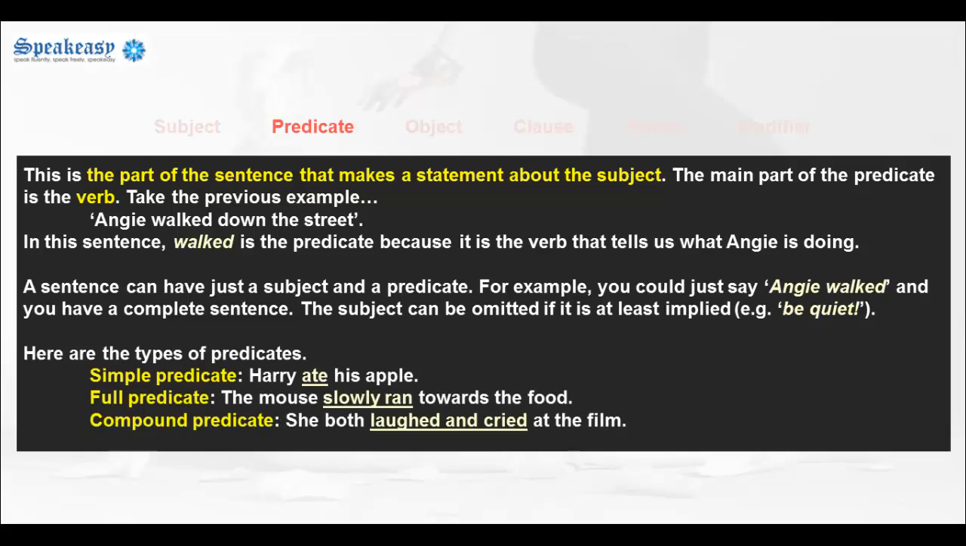And here are the different types of predicates. A simple predicate: Harry ate his apple. A full predicate: the mouse slowly ran towards the food. And a compound predicate: she both laughed and cried at the film.